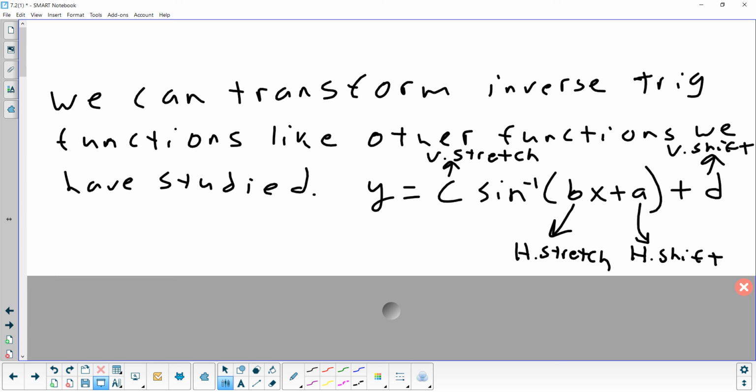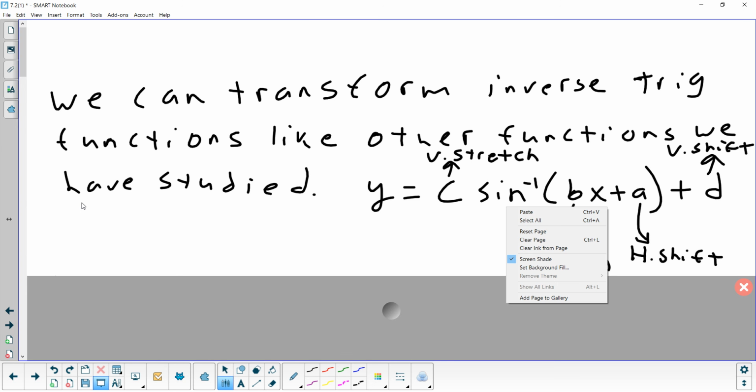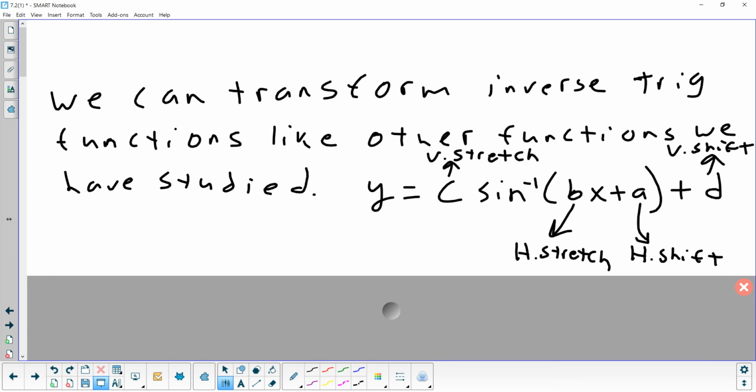So what we're going to do is look at doing a transformation to an inverse trig function. Could be inverse sine, cosine, or tangent, doesn't matter. And we're going to look at how that changes the domain and the range. Now, think about domain first.